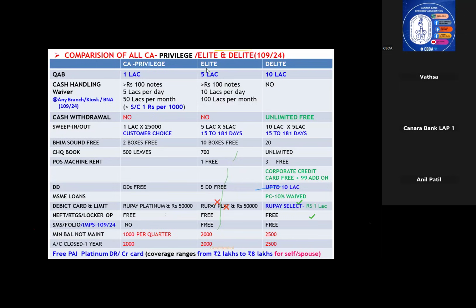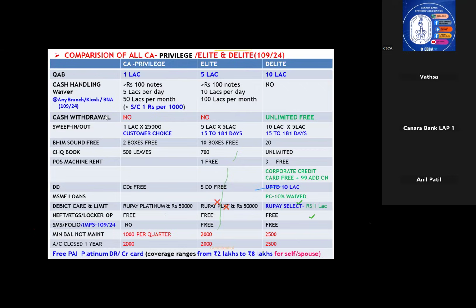Okay. So this is about current account variants. You have to remember again as per the column: first column, second column, third column. First column is Privilege, second column is Elite, third column is Delight. First column 1 lakh, second 5 lakhs, third column it is 10 lakhs.